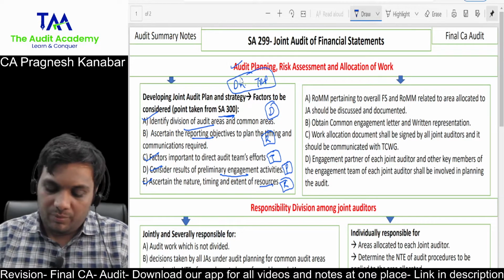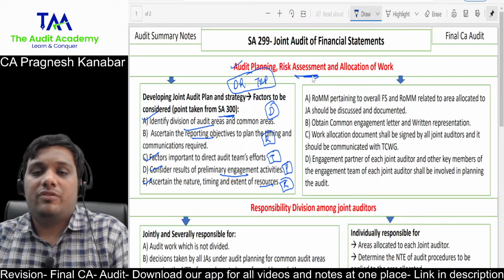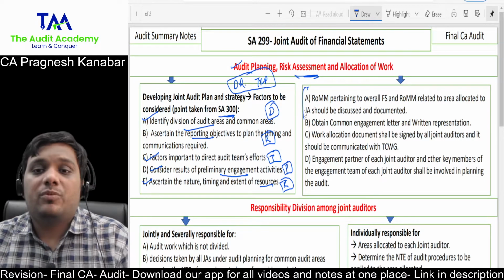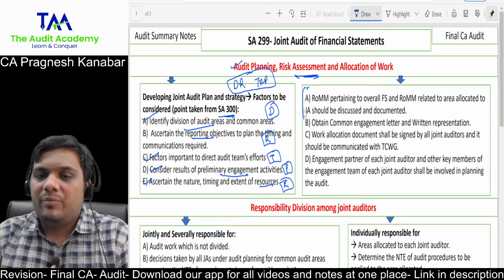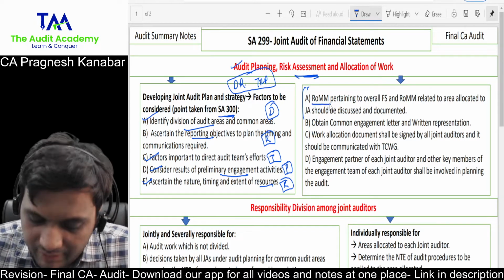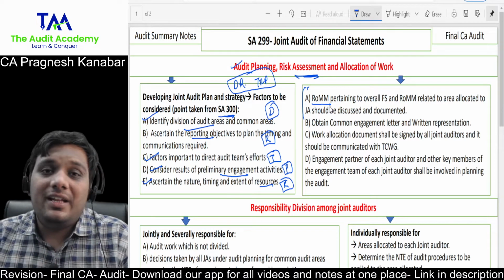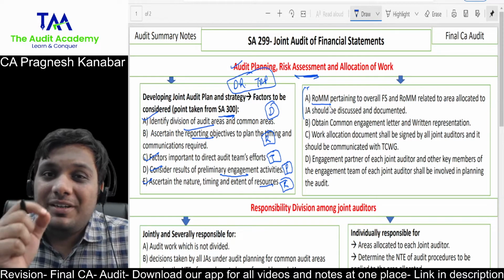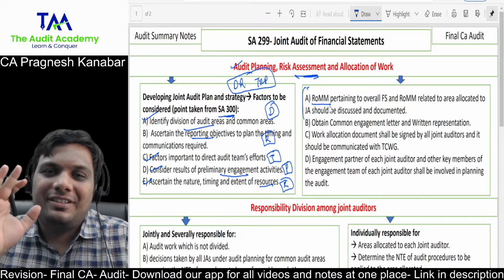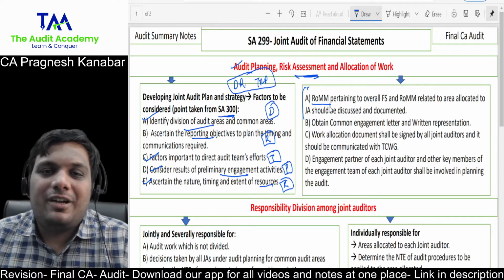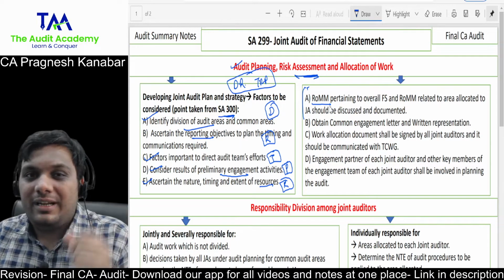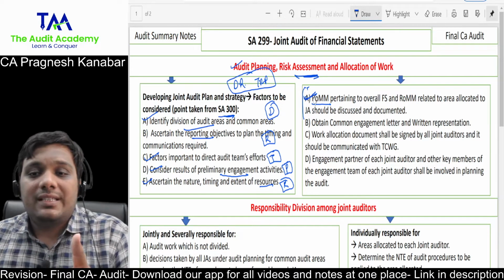Then there are some individual points for risk assessment and allocation of work, that I've put up over here. These points, just the knowledge will be important over here. As a joint auditor, they need to find out what is the risk of material misstatement in the overall financial statement level, and what is the risk of material misstatement pertaining to each area of the joint auditor allocated. So whatever each area has been allocated to the joint auditor, what is the risk pertaining to that each area? So they need to do a risk analysis.